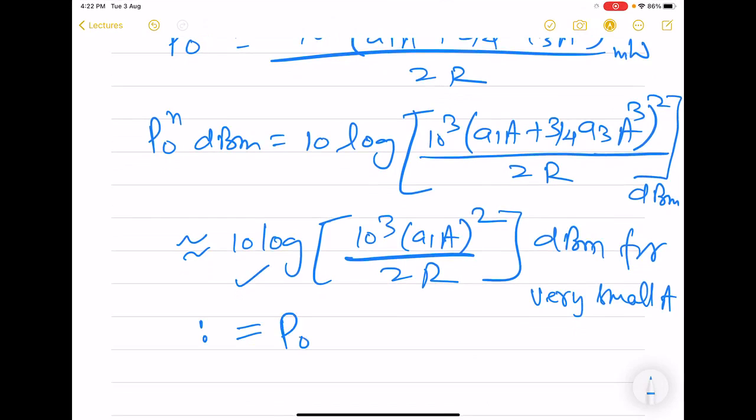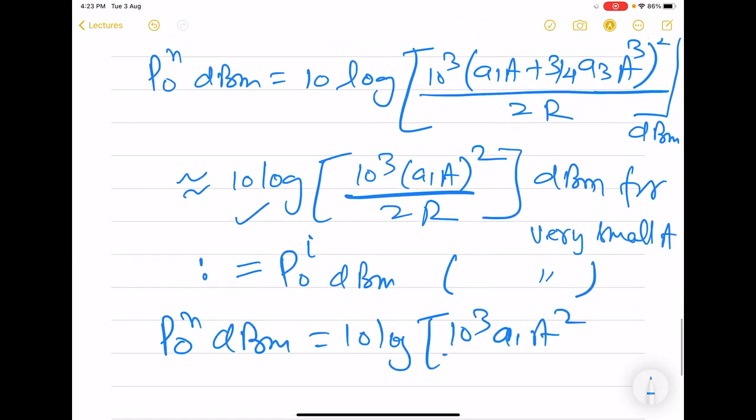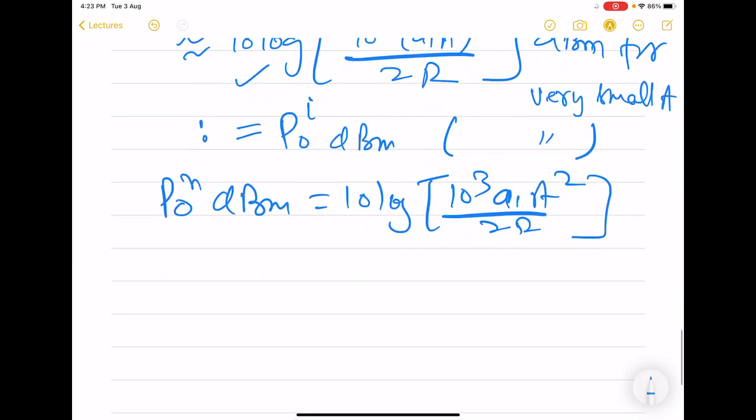That means it is equal to the output power for the ideal case, and this happens for very small A. That means when A is small, there will be overlap between the growth of the power for both the cases. So here we again have Po in dBm equal to 10 log 10 raised to power 3 a1 A square by 2R. Now if you want to write this in terms of input, we will get the same expression that we got earlier.